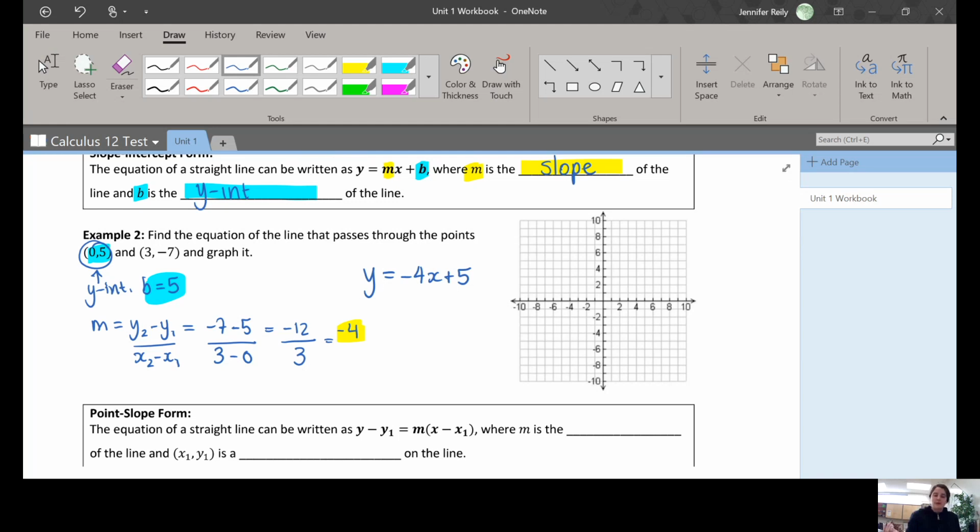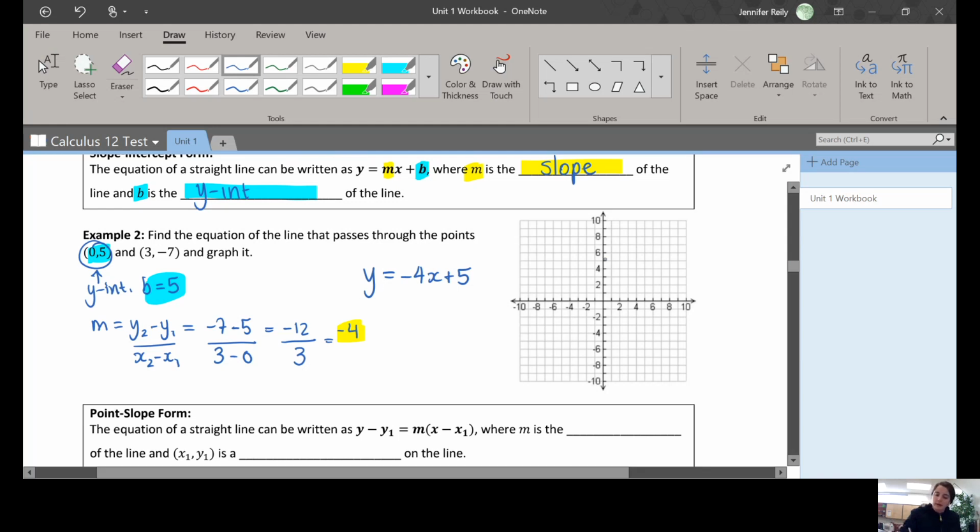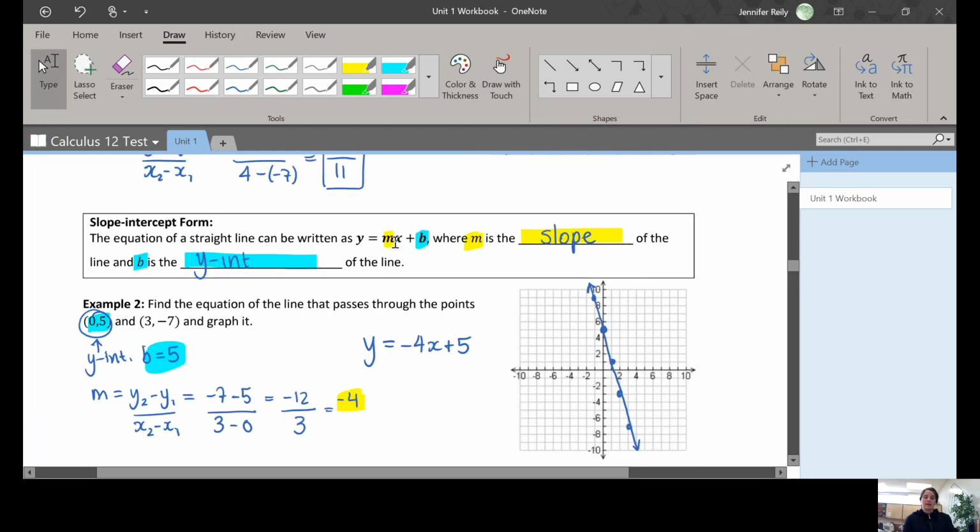And when you're graphing it, you also start with the y-intercept. So start with your y-intercept, which is 5, and then count the slope. For us, the slope is negative 4, which means I'm going to go 4 down, 1, 2, 3, 4, and 1 over. I repeat that for each point. Once you've filled out the whole graph, you want to draw a nice straight line through your points. Okay, so that's the slope-intercept equation, mx plus b.